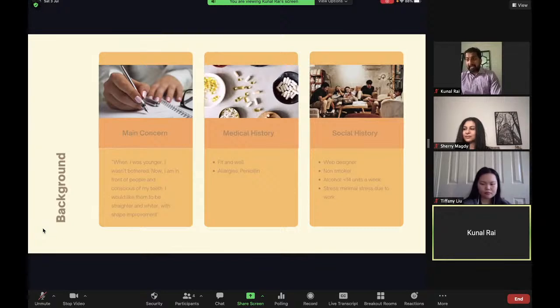Medical history-wise, Ollie was fit and well. However, he had an allergy to penicillin. Why do we need to know about these allergies? Just in case he ever has an infection, we know what medication not to give him. The purpose of the antibiotic is to make him feel better. But if we give an antibiotic that he's allergic to, it's just going to make matters worse. Moving on to social history.